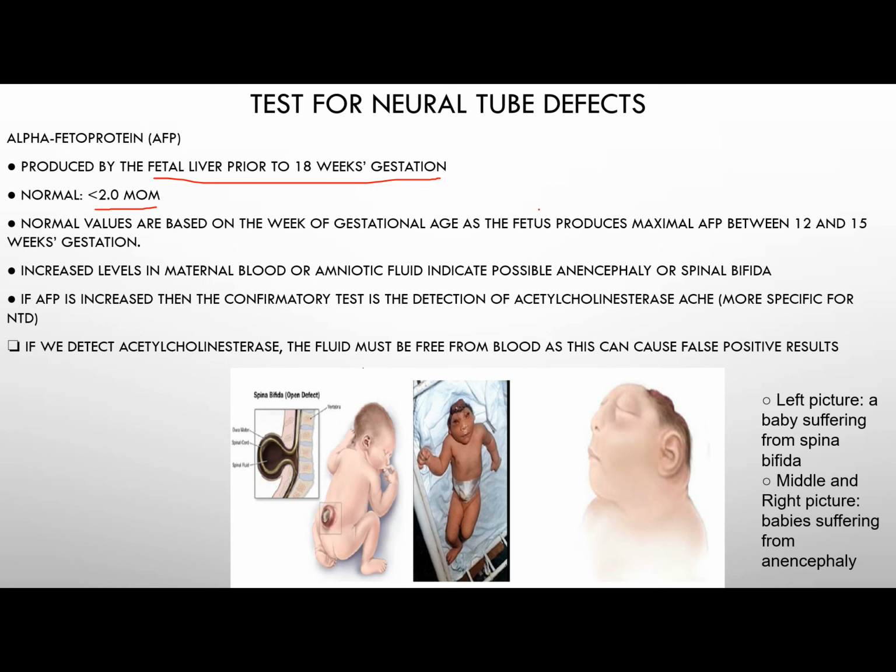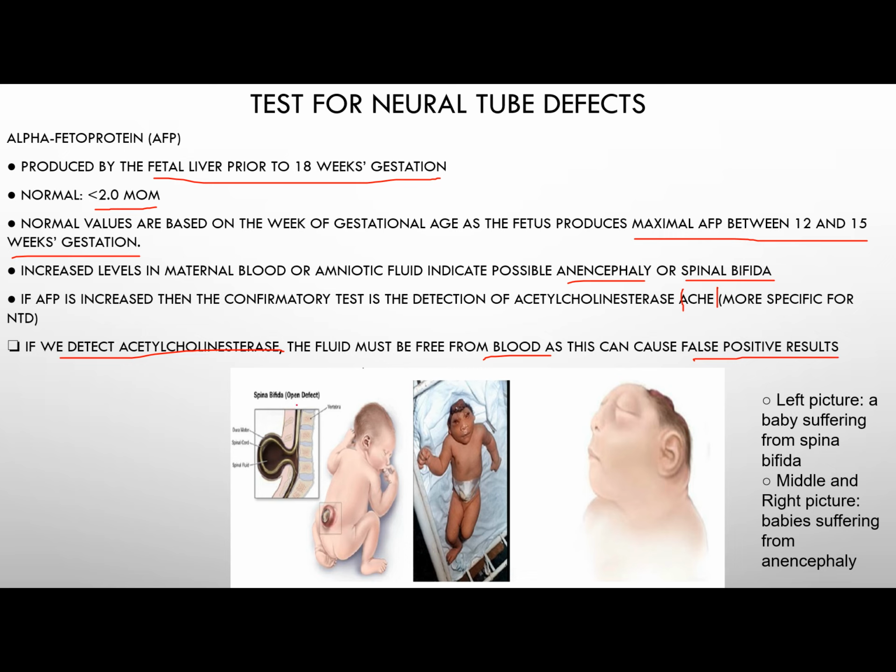Normal values are based on the week of gestational age, as the fetus would produce maximal AFP between 12 and 15 weeks of gestation. Increased levels in maternal blood or amniotic fluid indicate anencephaly or spina bifida. If the AFP is increased, then the confirmatory test is the detection of acetylcholinesterase, or the AChE, more specific for neural tube defect. If we detect acetylcholinesterase, the fluid must be free from blood, as this can cause a false positive result.